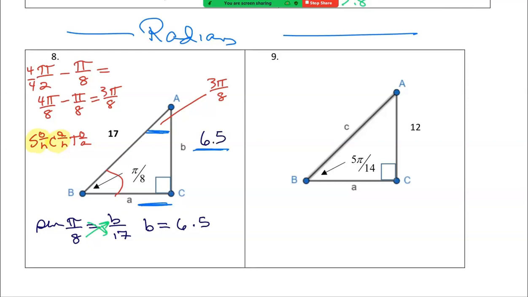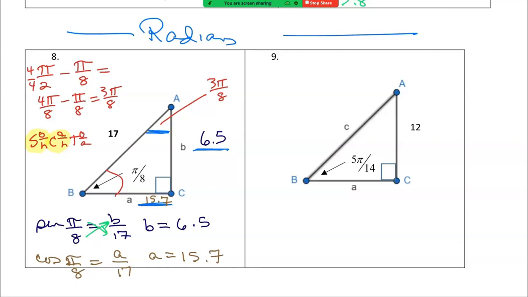Okay, now let's go for the remaining missing side, which is the A side. That's going to be your cosine, right? So the cosine of pi over 8 equals A over 17. Same types of cross products. The A you're getting should be 15.7. Now, does this seem reasonable? Well, 17 is the biggest side, and 17 is across from pi over 2, or 90, so that's the biggest angle. So that's good.